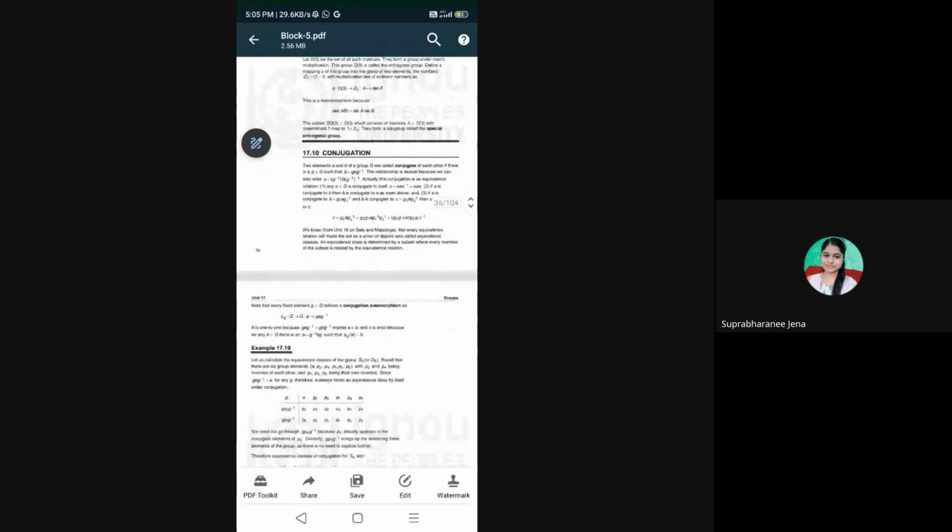Then conjugation. Two elements A and B of a group G are called conjugates of each other if there is a g belonging to G such that B is equal to g A g inverse. And the relationship is mutual because we can also write A equal to g inverse B g.